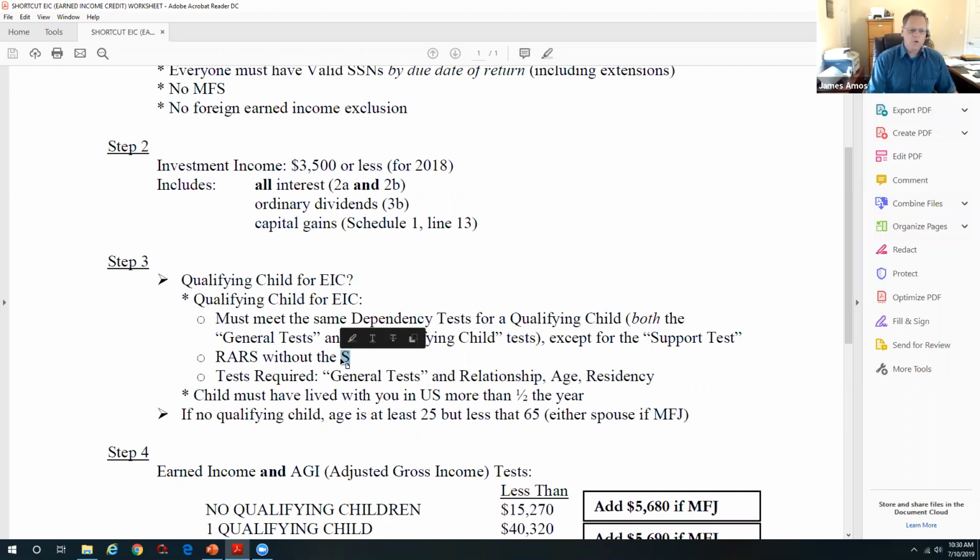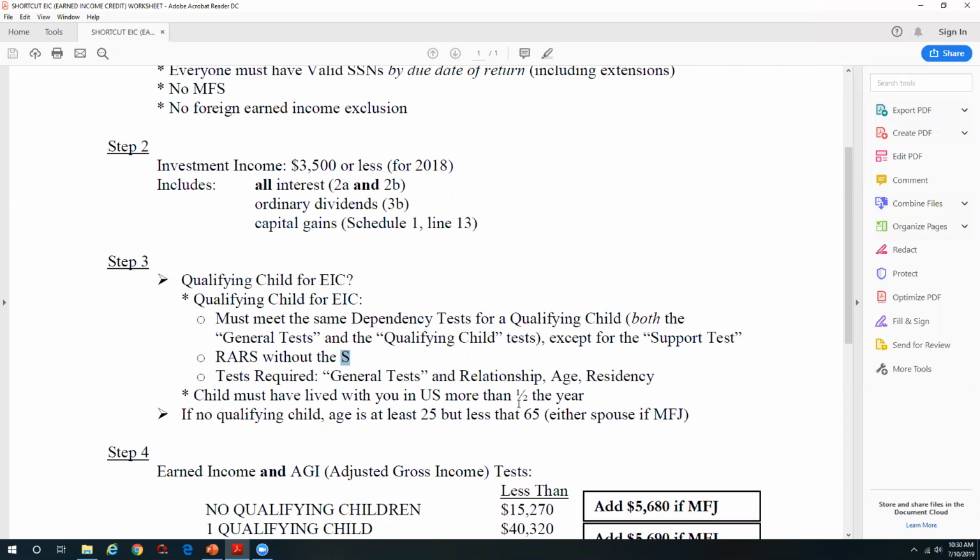That's why I say you've got to have a qualifying child, which by definition for EIC is RARS without the S. Now, if you have a qualifying child on your tax return, they qualify for the earned income credit automatically. Well, if you meet the other requirements, yes, they would. This is not how it's laid out by the IRS. I just compared all the tests and saw that they directly correlate.